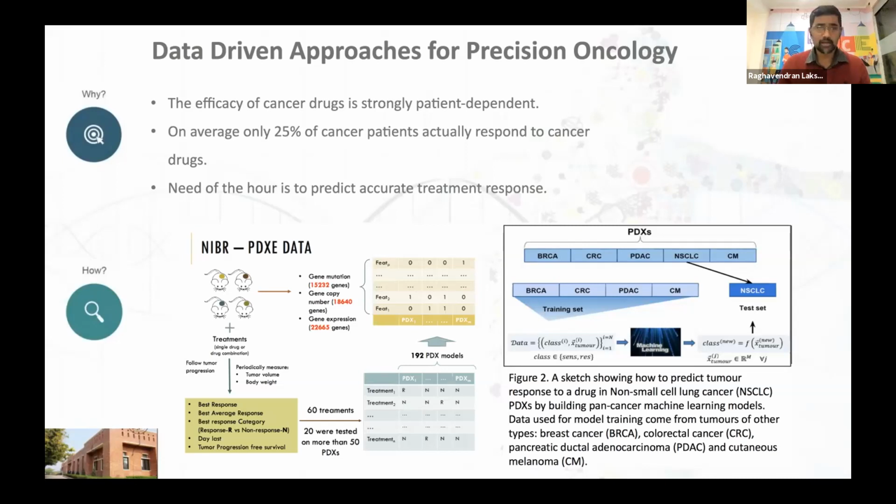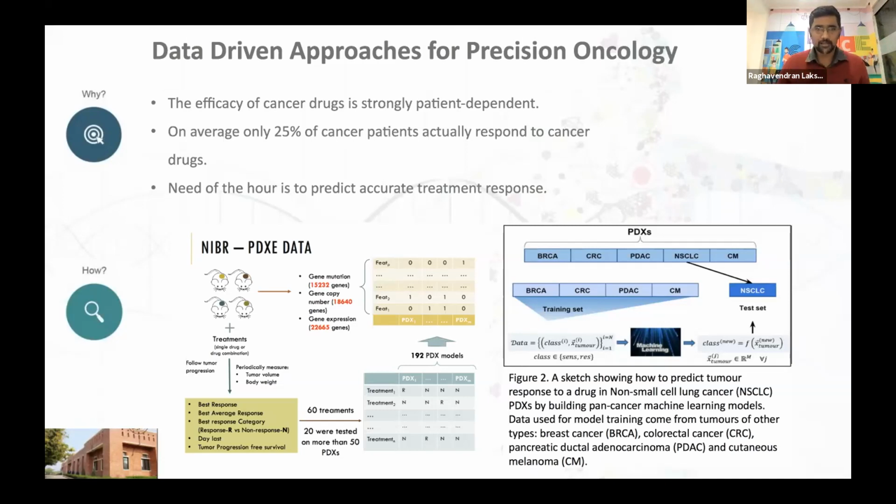And why do we need to do that? The efficacy or the effectiveness of the cancer drugs is very strongly patient dependent. That is why we are moving more and more towards precision oncology and personalized medicine, because on average, only 25% of the cancer patients actually respond to cancer drugs. But unlike your normal painkillers, you will have 80% of the patients responding positively to the painkillers. So currently there is a need to predict which patient will respond positively to the treatment. And if not, there is no need to spend time and energy to treat the patients with the treatment.